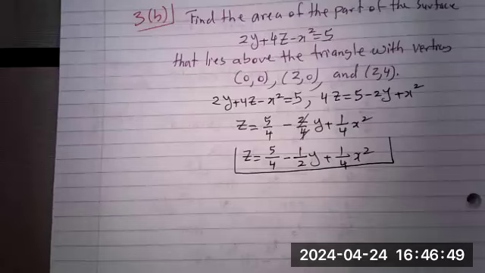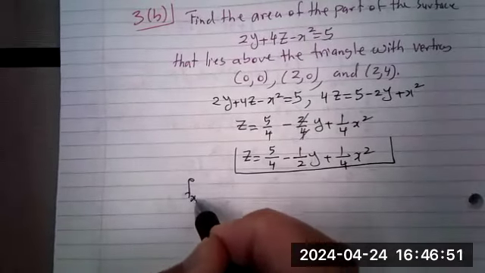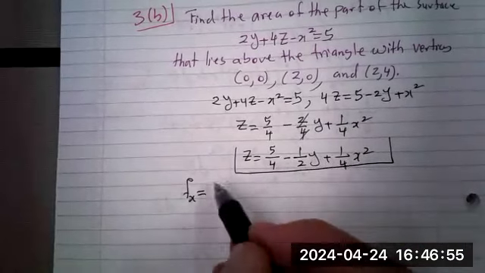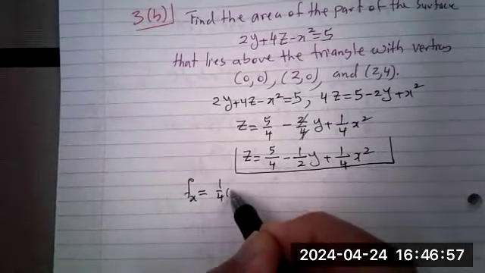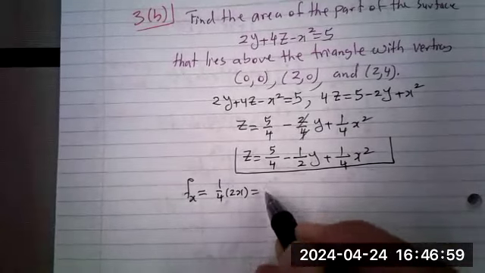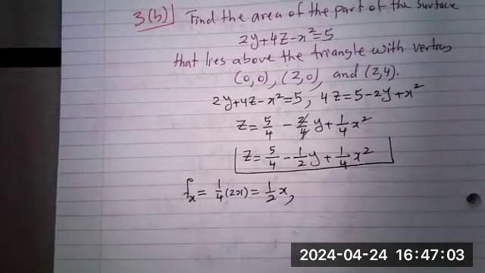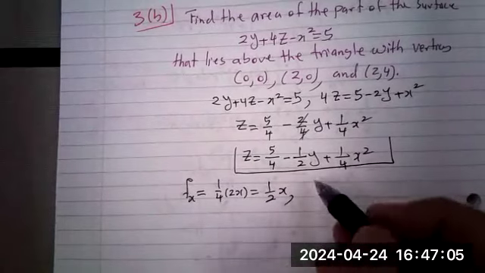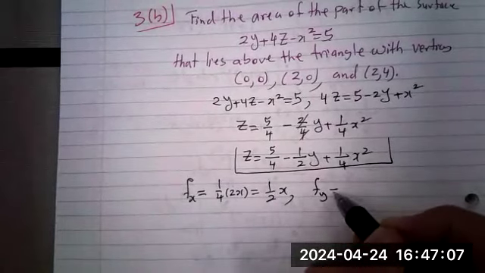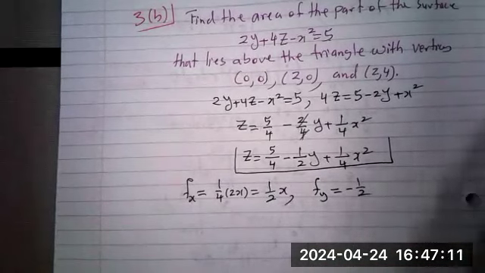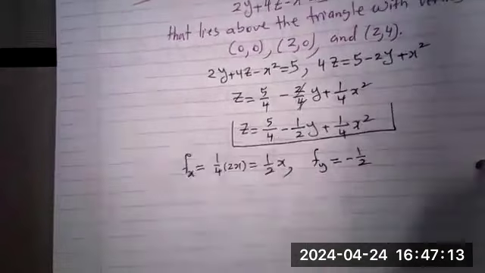So you get a partial of f sub x. F sub x would be what? Would be a quarter times 2x. You simplify that, gives 1/2 of x. This is f sub x. You get f sub y, derivative with respect to y, which is easy. That gives -1/2.